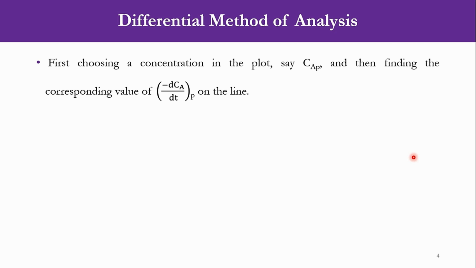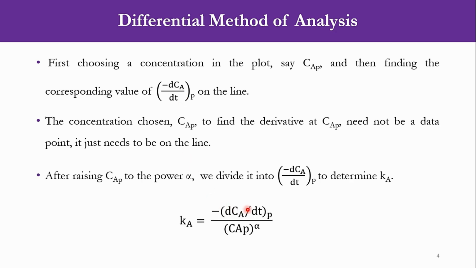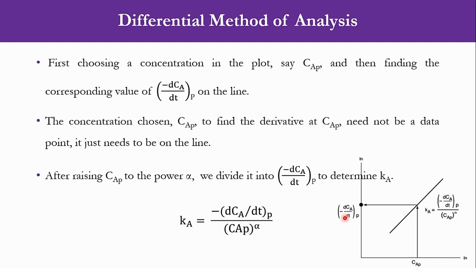In another way, what we can do, we have to first choose a concentration in the plot, let's say CA at some point P, and accordingly we have to find minus dCA over dt at that point. These may not be the data points, they just need to be on the line, and then we have to simply divide minus dCA over dt at some point by CAP raised to power alpha. As you can see in this diagram, this plot is drawn and the straight line is obtained. We have to just select a point from here, go to this line, and then we select a suitable value. This value divided by this value raised to power alpha will give the answer of k. So obviously in the first step, we will find the value of alpha, and then in the second step, we will find the value of k here. The slope of the line will be alpha, and accordingly we can find k from this equation.